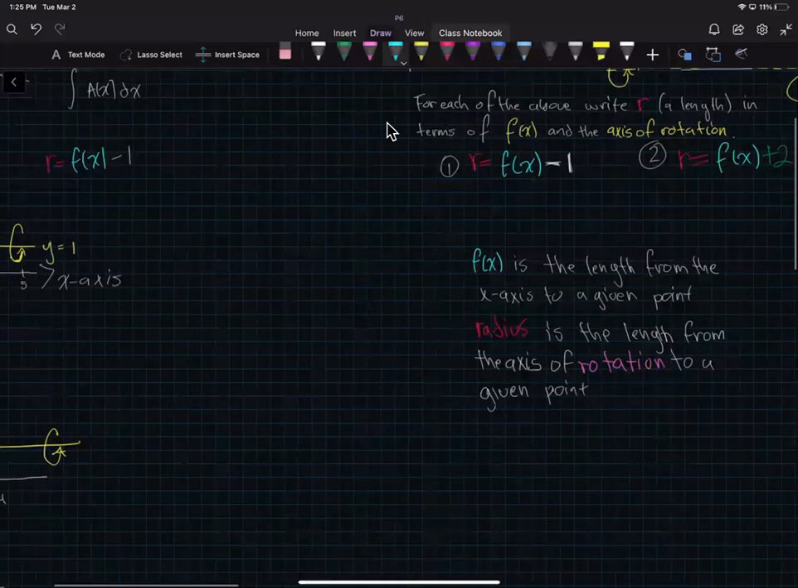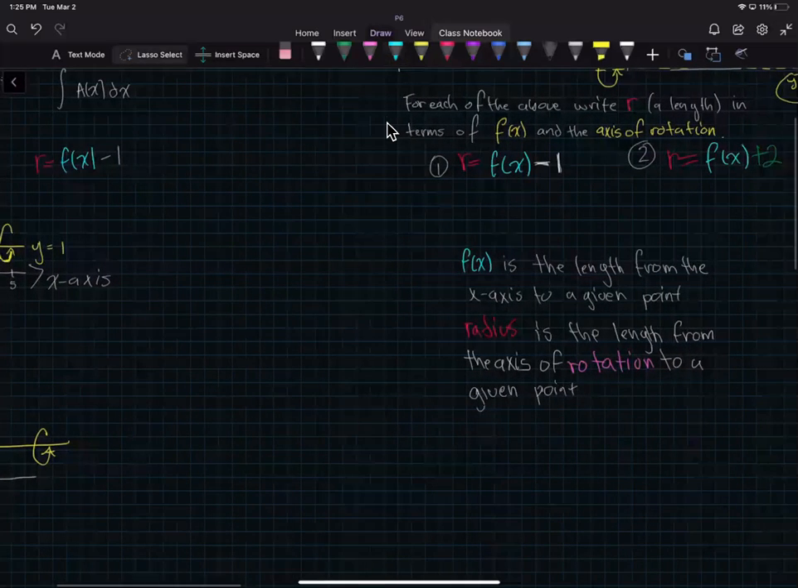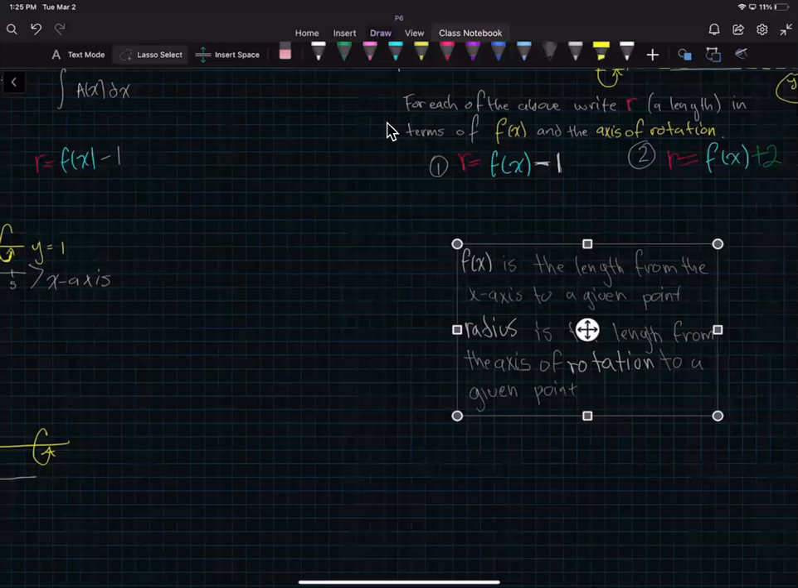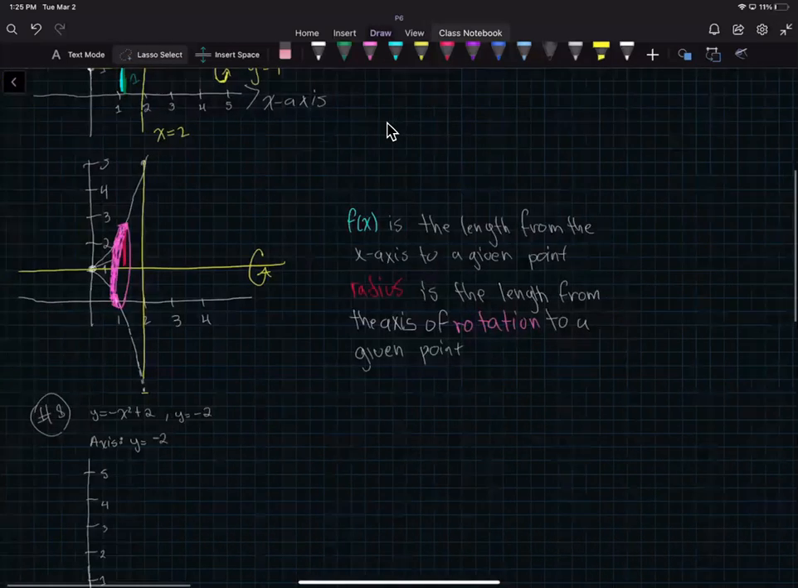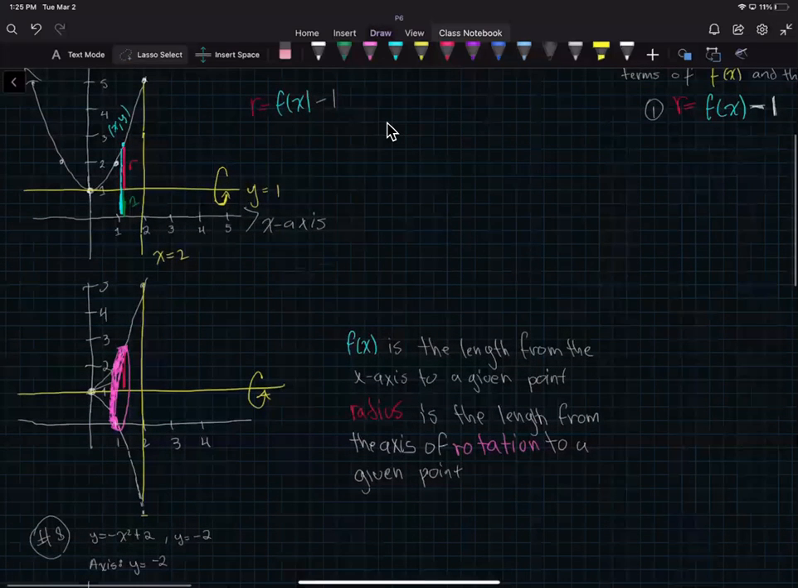Again, this part is what I think really clarifies it. If you want, I'll move it over here. So f of x is the length from the x-axis to a given point, and the radius is the length from the axis of rotation to the given point. All right, so I don't see any more questions, so let's go on to number 8.